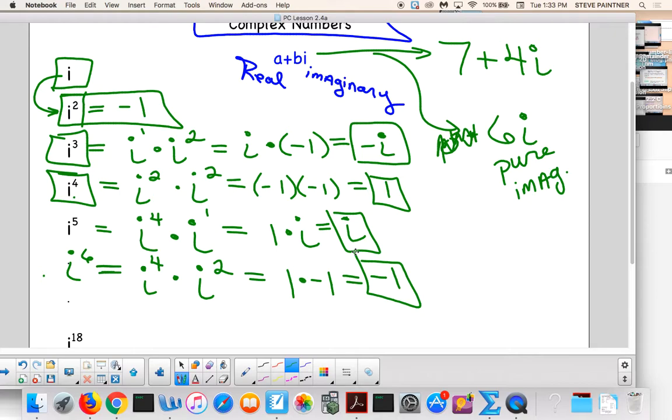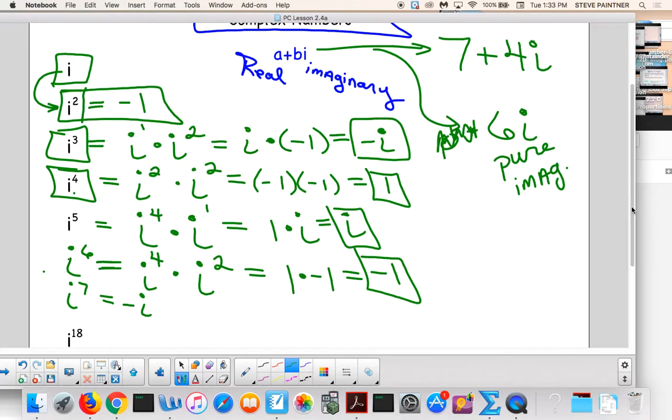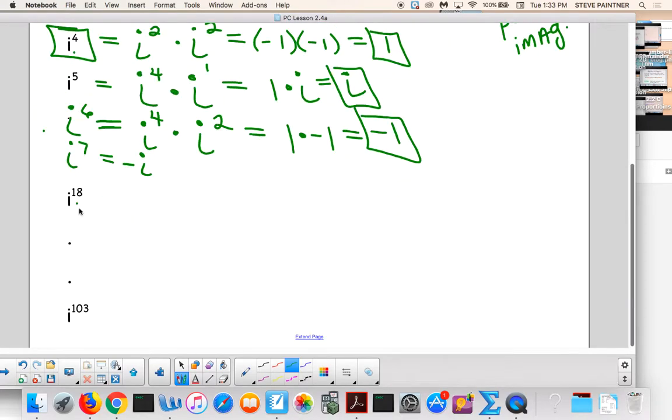What do you think I to the 7th is? -I. What do you think I to the 8th is? 1. It just repeats, all the way down forever and ever. Okay, so what's I to the 18th? Don't say it. Think about it and then write the answer.